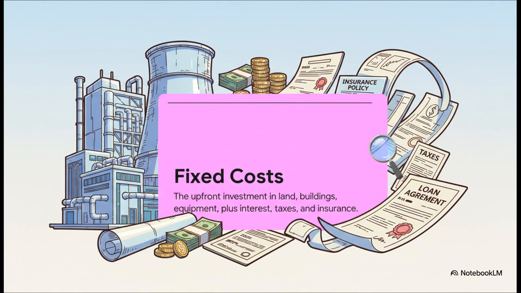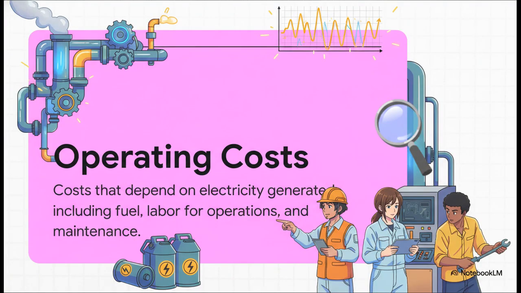First up, you've got your fixed costs. The easiest way to think about this is like the mortgage on the power plant. It's that huge upfront investment you have to make. The land, the buildings, the giant turbines and generators. And on top of that, you've got the interest on the loans, taxes, insurance. And here's the kicker. You have to pay all of that whether you're running at full blast or not generating a single watt.